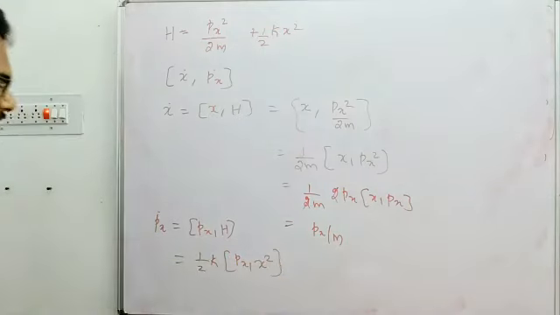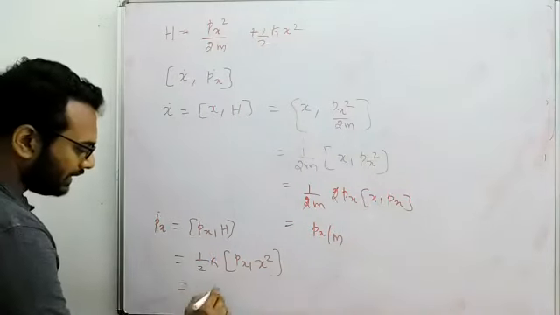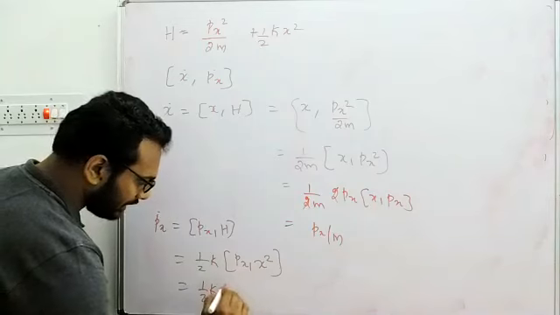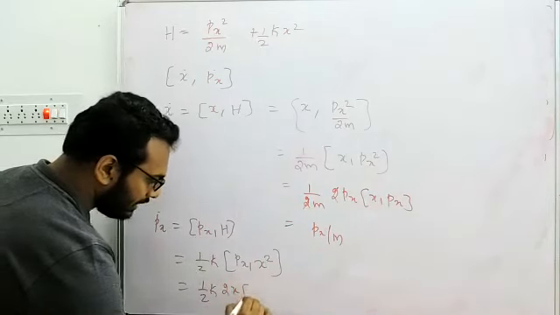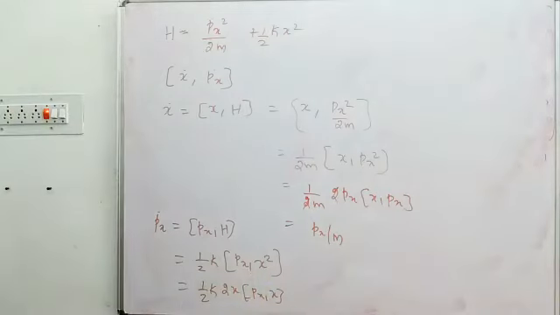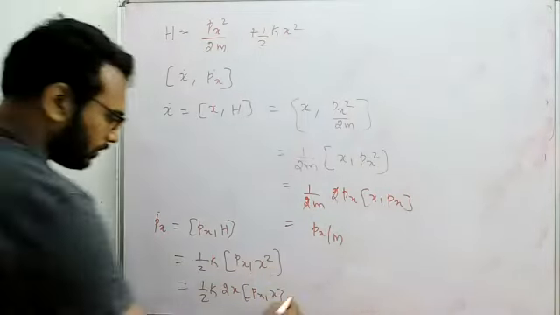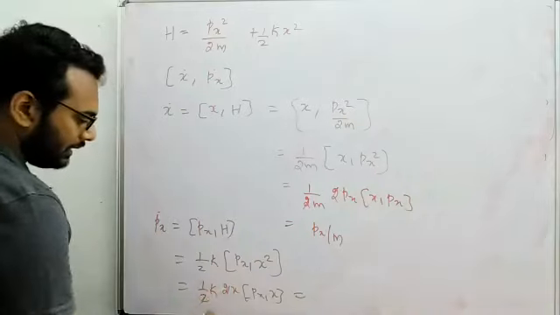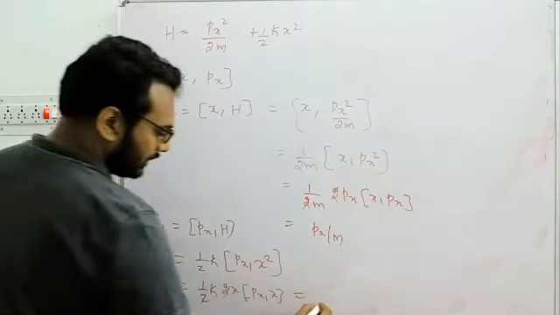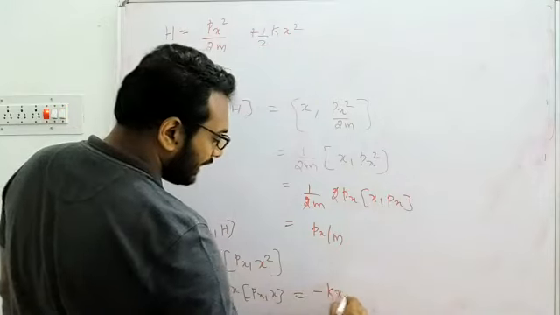Am I right? I'm just making it quick. So it's equal to half k. What is {px, x²}? That's 2x multiplied by {px, x}. You just use the property of the Poisson bracket and you'll see that this is true. What is this? That's equal to minus kx, right? Because {px, x} is minus 1. So it's equal to minus kx.